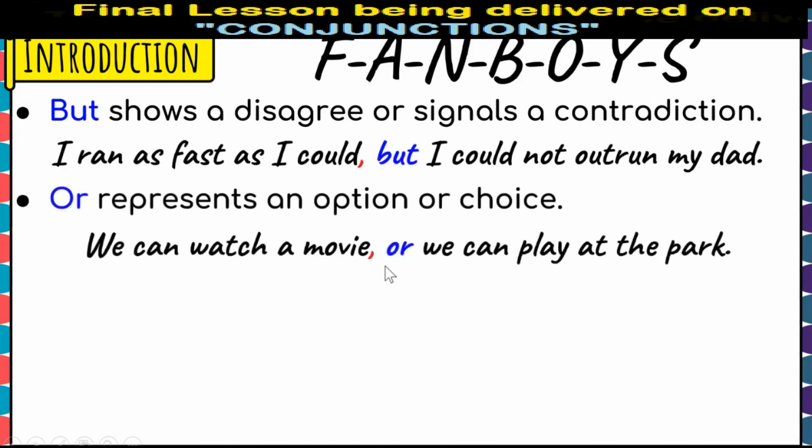Or represents an option or choice. Now here I have a choice. I can do either this or that. We can watch a movie or we can play at the park. When you have some options or choosing, or you need to choose one of it, so you can use the subordinating conjunction or. Okay.